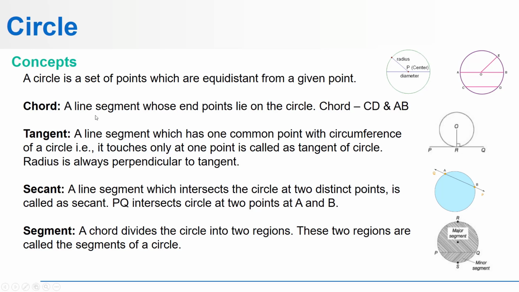Next is chord. It is a line segment whose endpoints lie on a circle. Here we can see CD is a chord and similarly AB is the chord. AB is nothing but the diameter, which is the maximum chord in this circle.